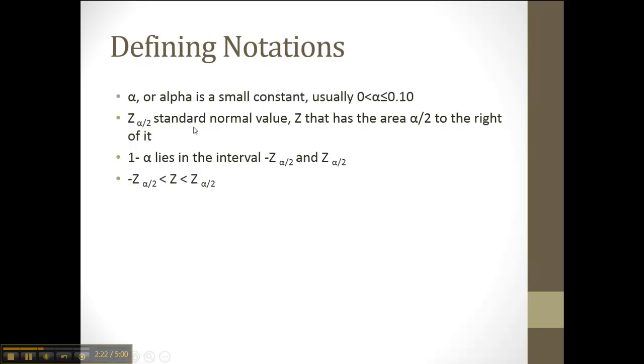Z alpha over 2 is the standard normal value, the z-score that has the area of alpha over 2 to the right of it. Okay, that's a whole lot of crazy English that makes no sense, but it's really just a number that you're going to need. 1 minus alpha lies in the interval between negative z alpha over 2 and z alpha over 2. And our true population parameter lies between that interval as well.